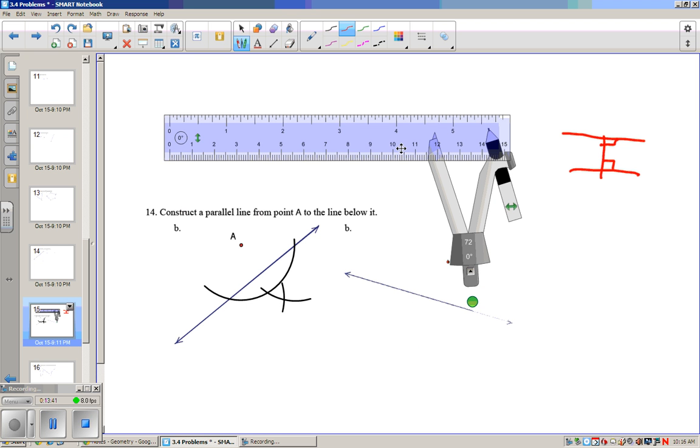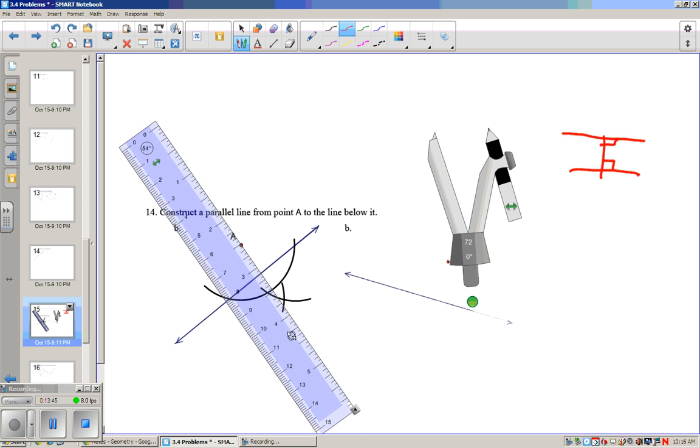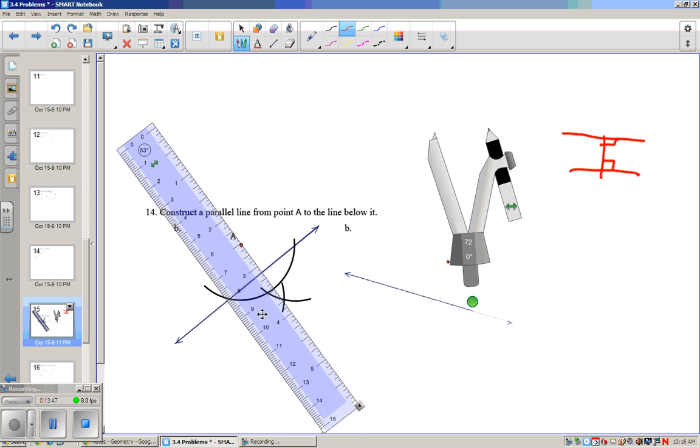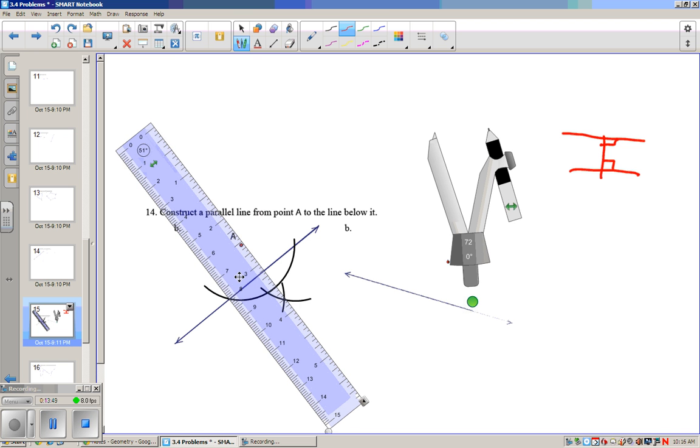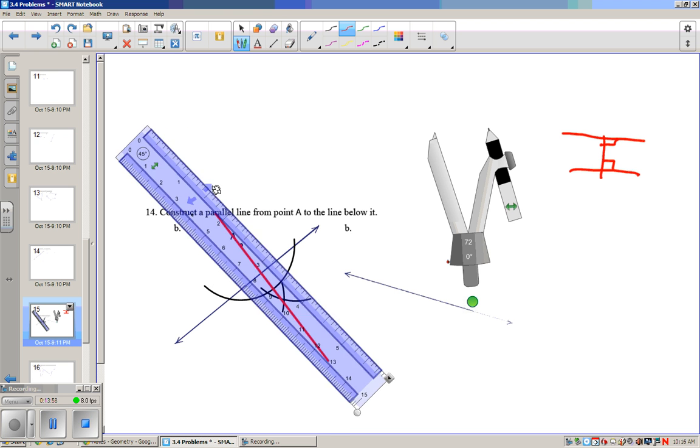Take your straight edge and draw a line from the point through the intersecting lines. I'm just terrible with this ruler. I hope you're better with your ruler. All right, so I'm going to draw a line now. There's my first perpendicular.